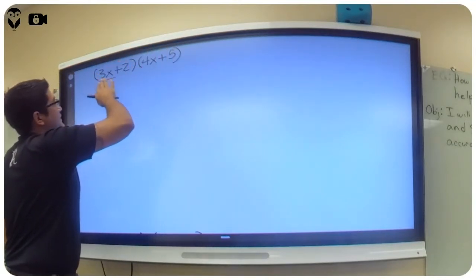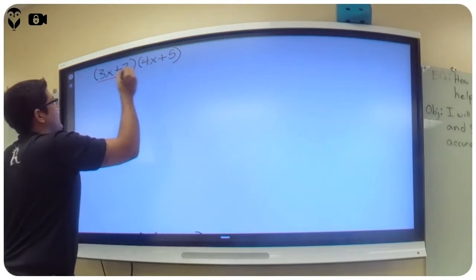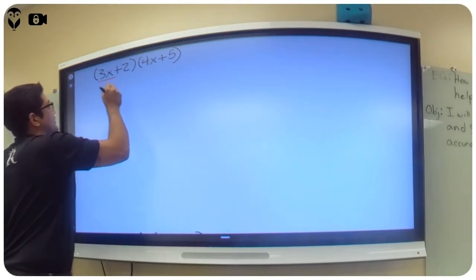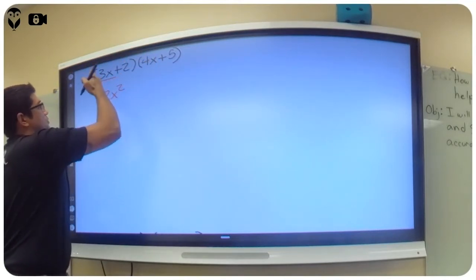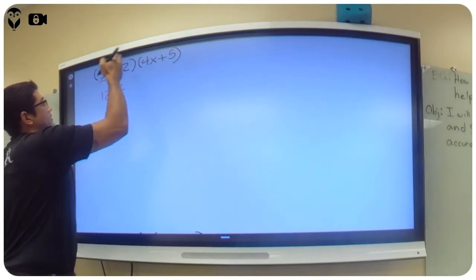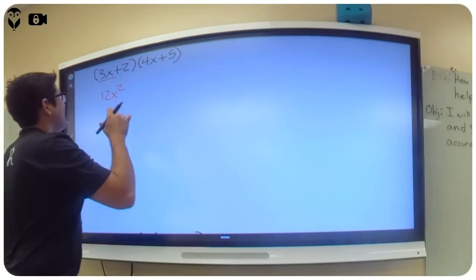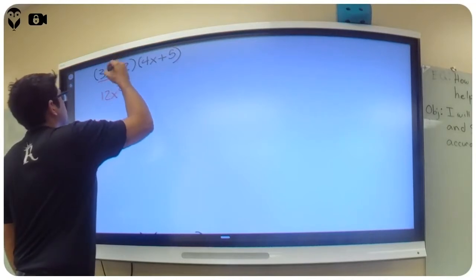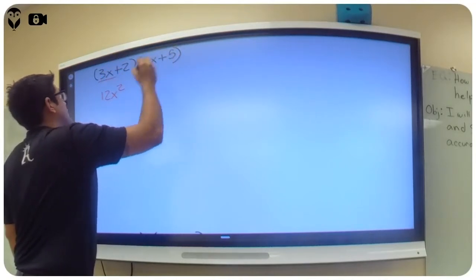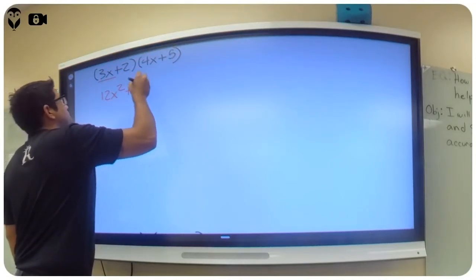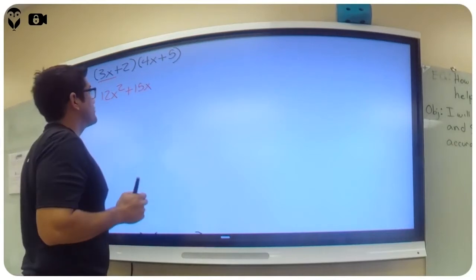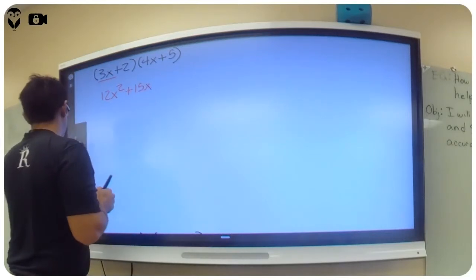So it's going to be 3x times 4x, and that's going to give us 12x squared, because 3 times 4 is 12, and x times x can also be written as x squared. Then we have the 3x times the 5, and that's going to give us 15x. All right? So that's the first step in red.